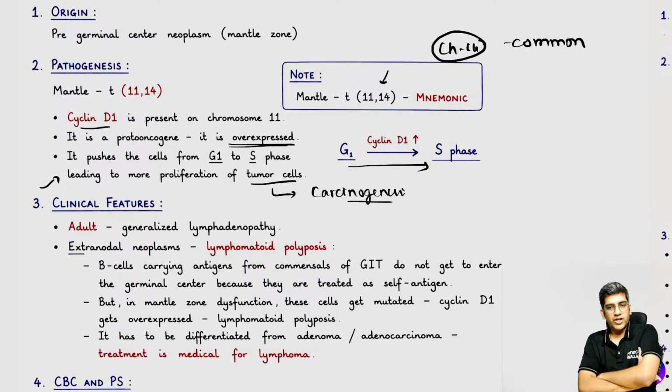Just to make sure that your concepts in neoplasia are fine, I'm just going to ask you a question. Let's see how many of you can answer it. Ready? You know the pathogenesis, right? Can anyone tell me, cyclin D1 here, is it a proto-oncogene or a tumor suppressor gene? Let's see how many of you can answer that.